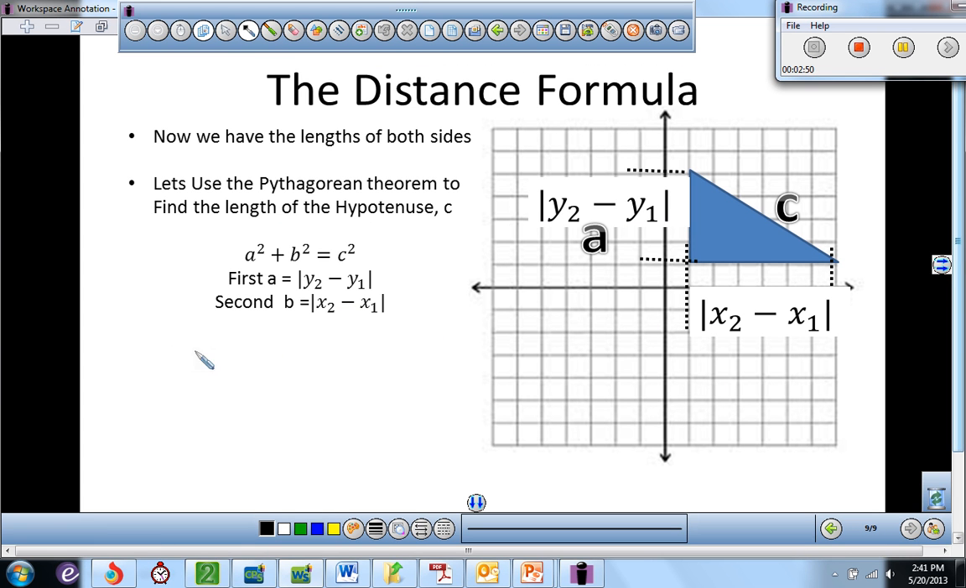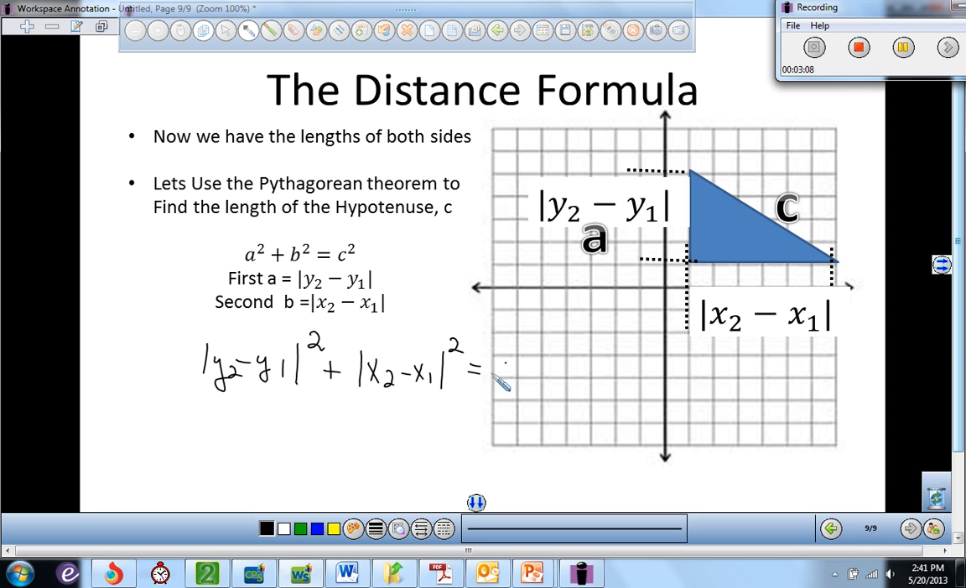So here's what we have. We're going to substitute these two things into this. So we end up with y2 minus y1, and we're going to square that, plus x2 minus x1 squared, is equal to c squared. Well, we really don't need the absolute values, because we're squaring it anyway. So I'm going to go ahead and get rid of the absolute values, because we're going to square this, and we know that anything squared is positive.